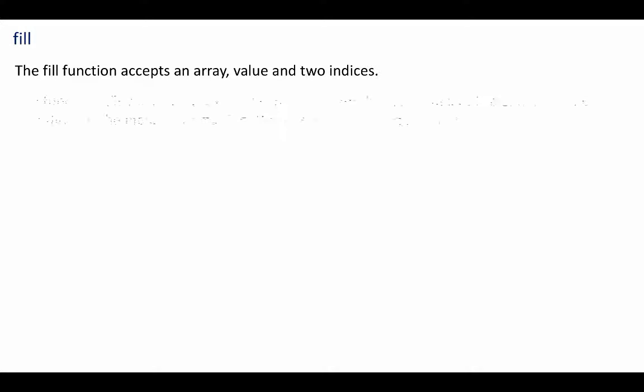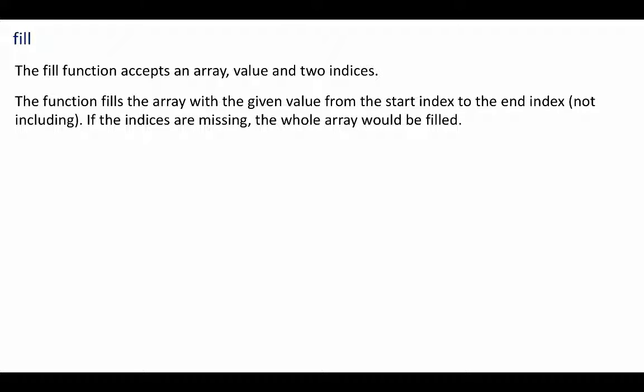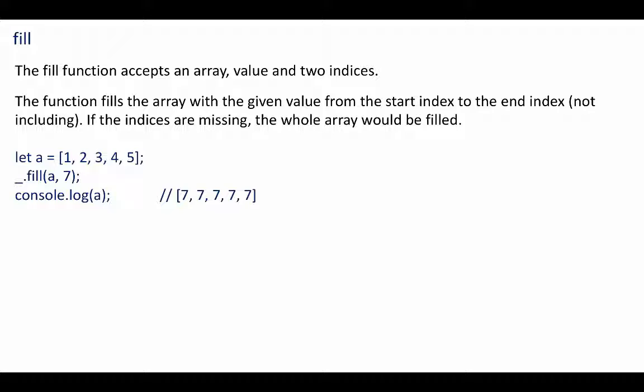Another interesting function is the fill function. This function accepts an array, a value, and two indices. The function fills the array with a given value from the start index to the end index, not including it. If the indices are missing, the whole array would be filled. For example, if we define this array, now we can activate _.fill a and 7, and the result would be that a is filled with 7s. Take a note that the function changed the original array.